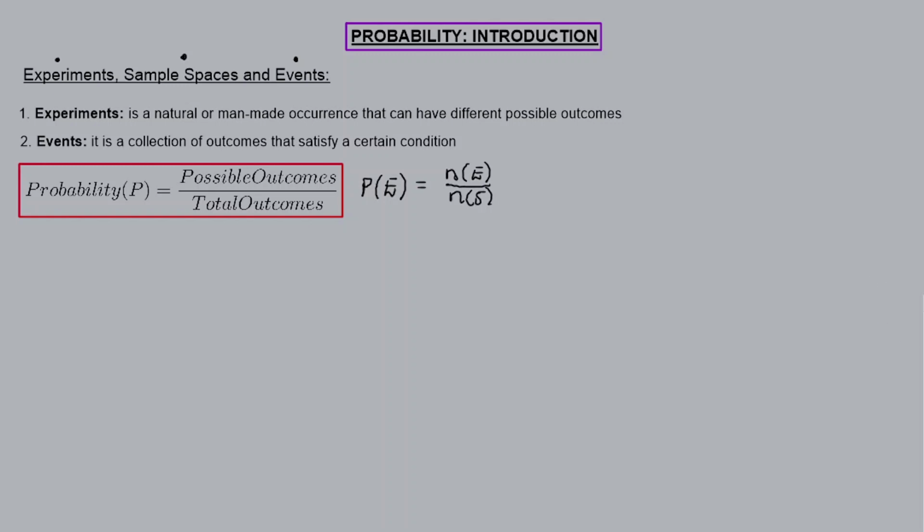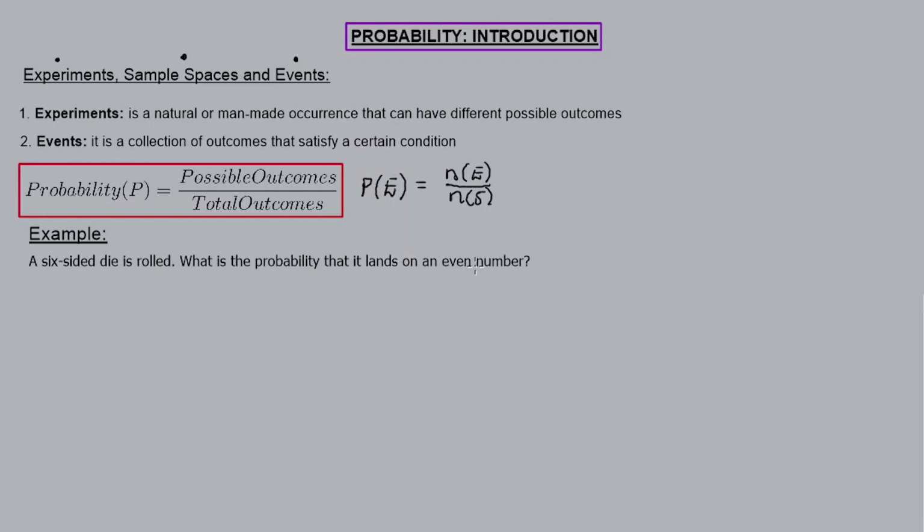Okay, let's take our first example just to better understand experiments, events, as well as how the probability equation works. I have a six-sided die that is rolled. What is the probability that it lands on an even number?